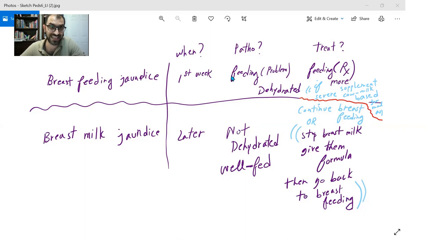There are two techniques for breastfeeding. There are videos online and you can watch, right? So the neonate is dehydrated because it's not receiving enough feeding. What is the treatment? More feeding. Give me more.